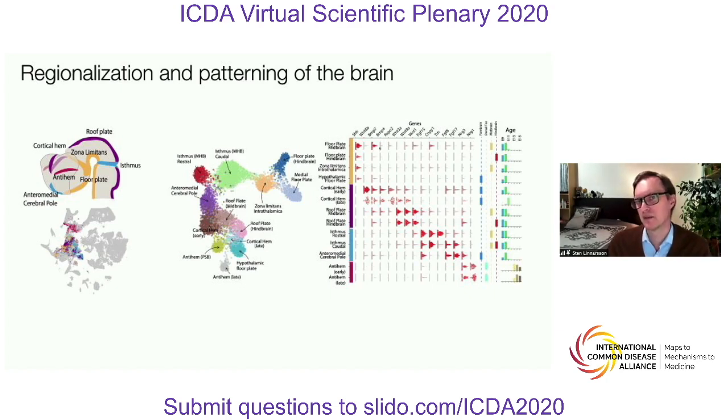In this case, here I'm showing known morphogens. So this is basically the floor plate, which is defined by the expression of sonic hedgehog, the ventralizing organizer in the brain, and so on.